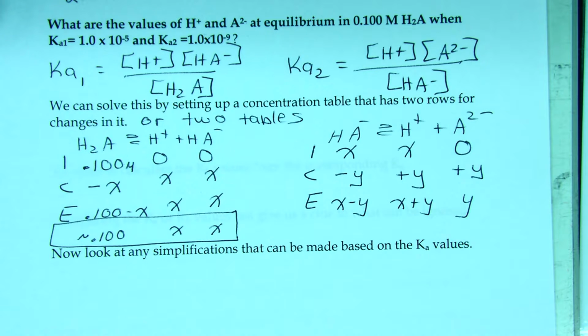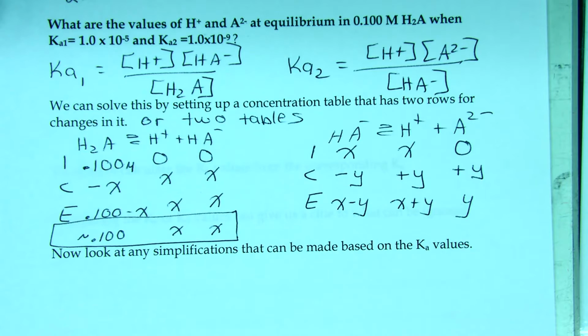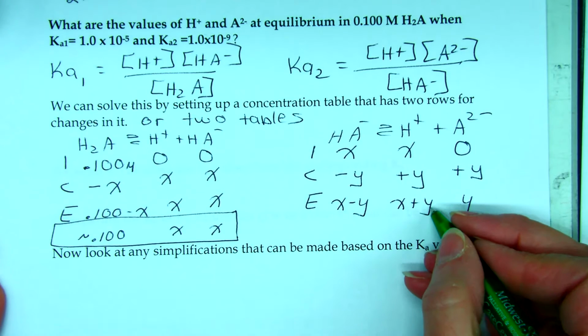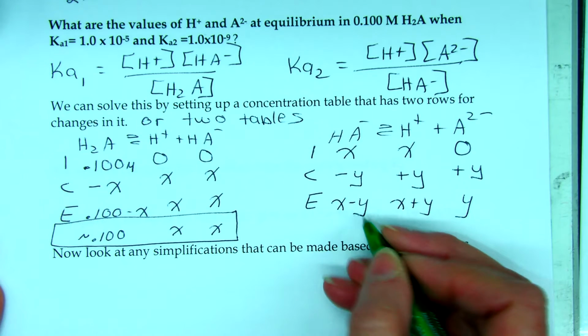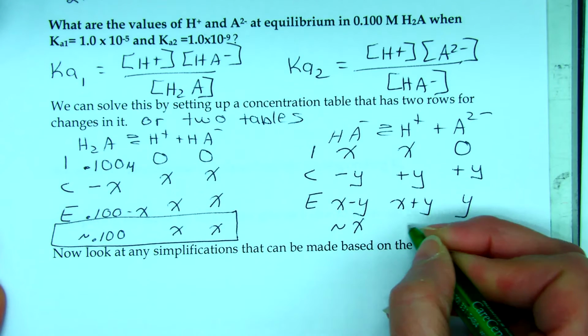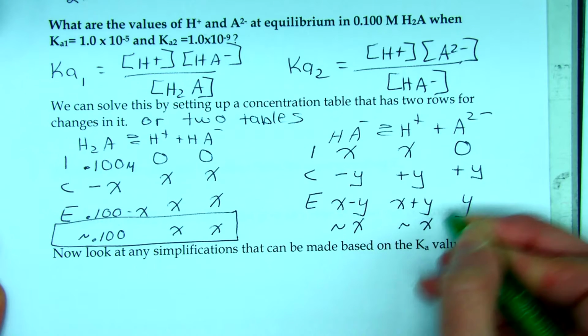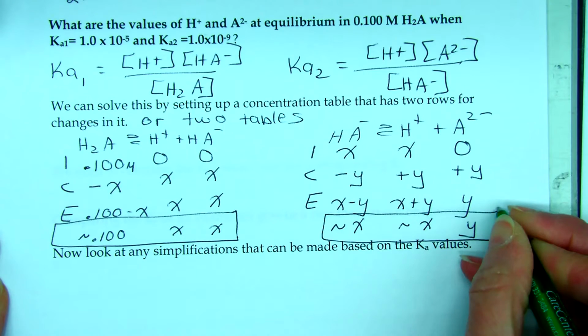Now let's look at my second equilibrium. Ka2 is equal to 1 times 10 to the negative 9th. Is that quite small compared to Ka1? So what that means is that Y is small compared to X. So X minus Y is about equal to X. X plus Y is about equal to X, and this is Y.